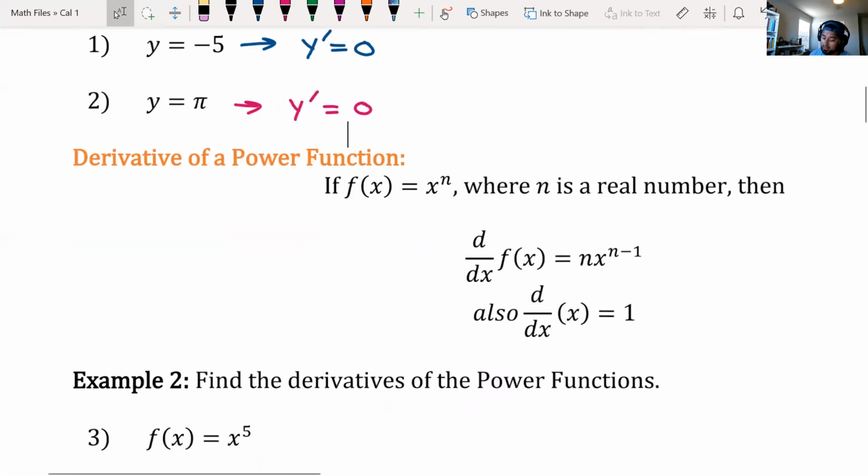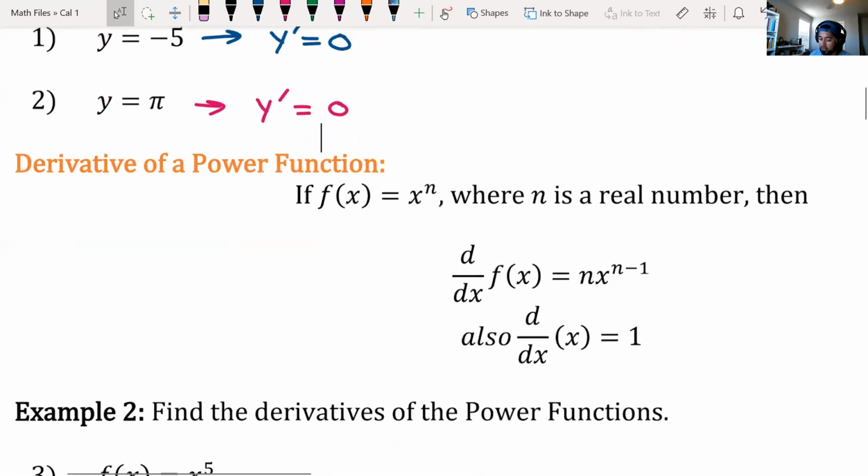Okay. Next is the derivative of a power function. This is your best friend for derivatives. If you're ever given a power function, x to the n, where n is any real number, then the derivative of x to the n is going to be given by n times x to the n minus 1. So all we do is take this power, bring it down, and subtract 1. That is the power rule for derivatives. That is your best friend from here on out.